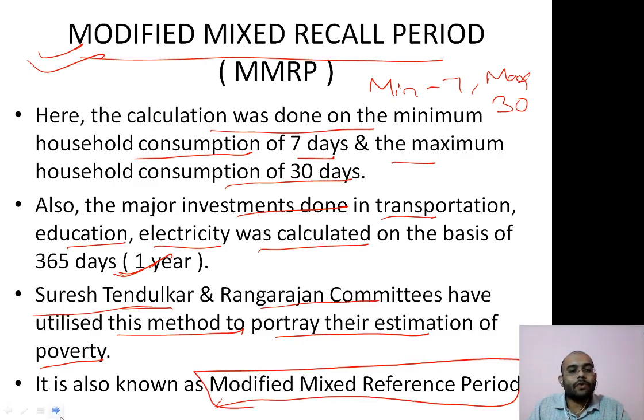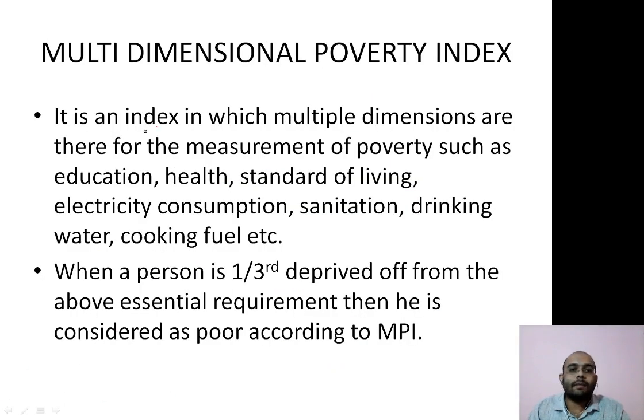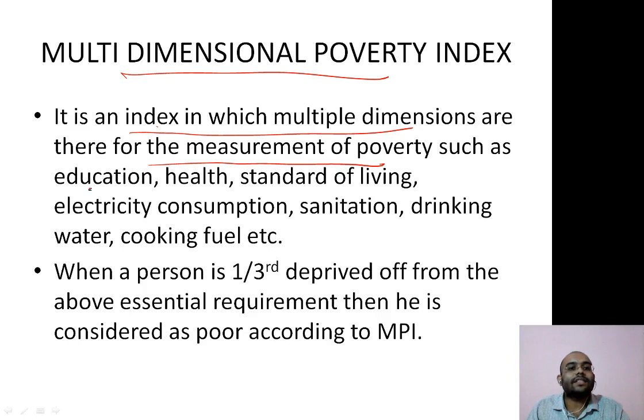Now we will look into the multi-dimensional poverty index. What is the multi-dimensional poverty index? It is an index in which multiple dimensions are there for measurement of poverty, such as education, health, standard of living, electricity consumption, sanitation, drinking water, cooking fuel. These are the multi-dimensional aspects to measure poverty. Hence, this is called the multi-dimensional poverty index.